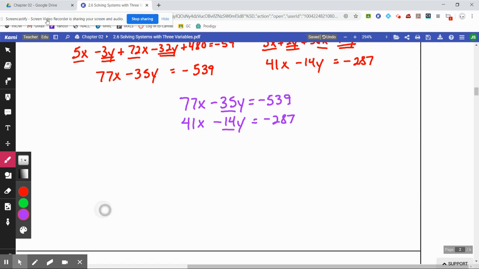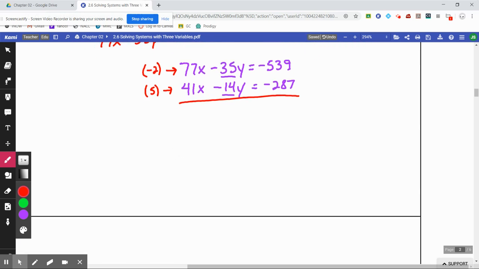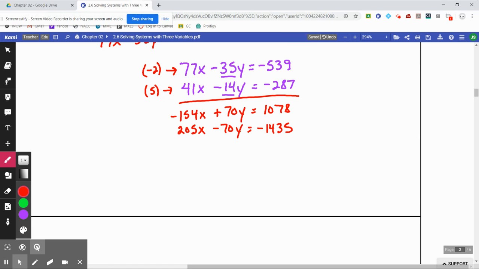So the way I'm going to do that, we'll take our first equation and we'll multiply it by a negative 2. And that'll give me a 70. I'll take my second equation and I'll multiply it by 5, and that would give me a negative 70. And that's going to change both my equations into something that will cancel my y's out. And as I do this, here's what I'm left with.